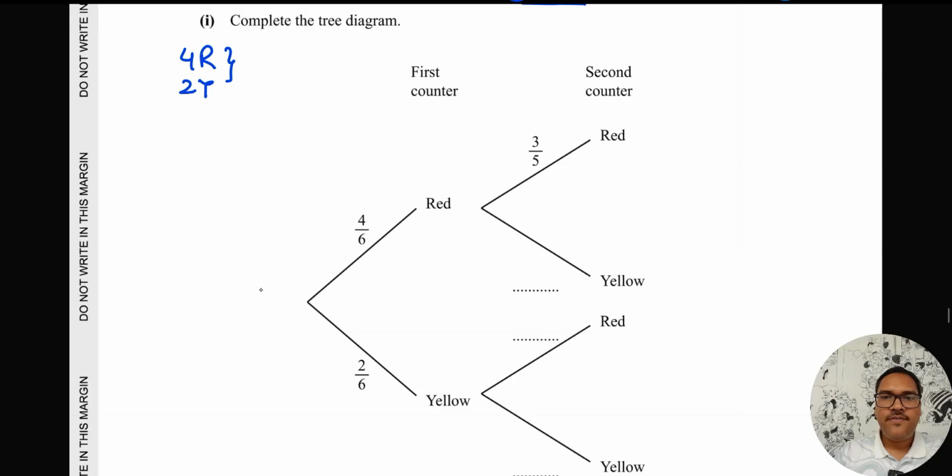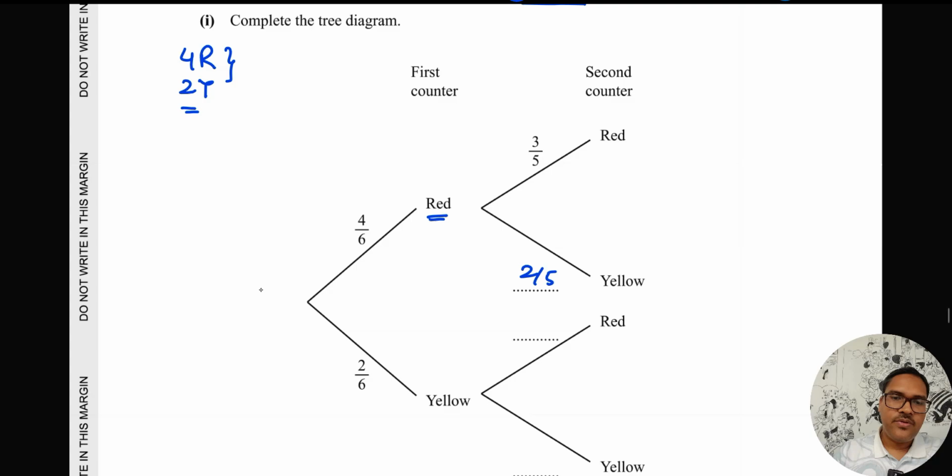Now once you have taken one red counter, what is the probability? Because now this is without replacement. Once you have selected one red marble, there will be only 3 red marbles left out of how many? 5, because we have already removed one. Now what is the probability in the second case? If you have selected one red marble, there will be 2 yellow marbles out of 5. So this is 2 by 5. I hope this is clear.